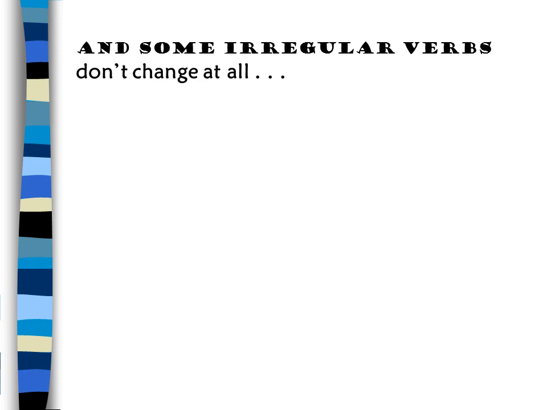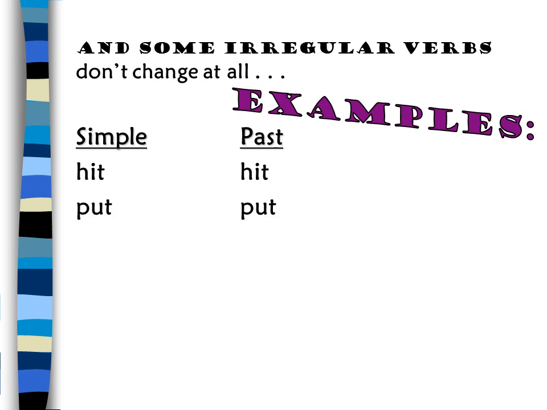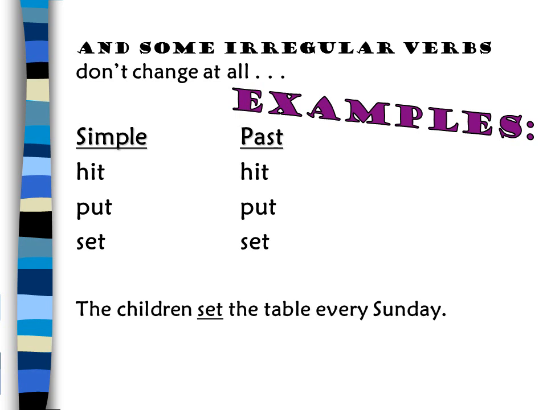And some irregular verbs don't change at all. We have another category of irregular verbs that don't change at all. Examples. Hit, hit, no change. Put, put. Set, set. The children set the table every Sunday. So of course here, guys, this category is different from other verbs. It doesn't change, all right? It never changes, okay? The children set the table last night.